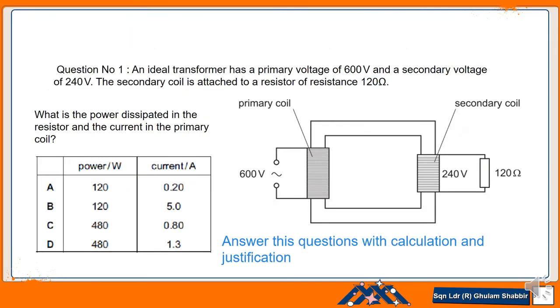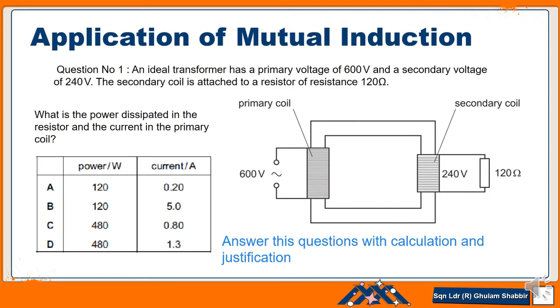This we have already discussed, and today we are going to revise the same concept by problem solving, and this is called application of mutual induction. In question number 1, an ideal transformer has a primary voltage of 600 volt and a secondary voltage of 240 volt. The secondary coil is attached to a resistor of resistance 120 ohm. Now, what is the power dissipated in the resistor and the current in the primary coil?